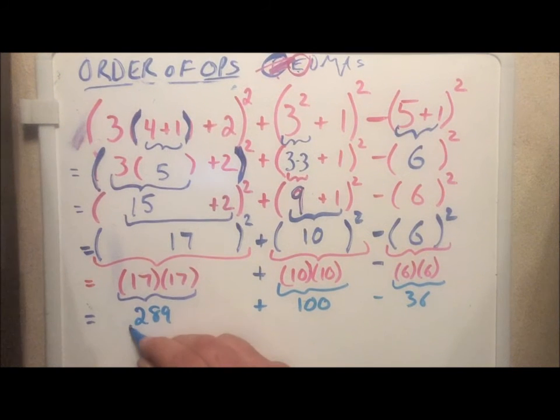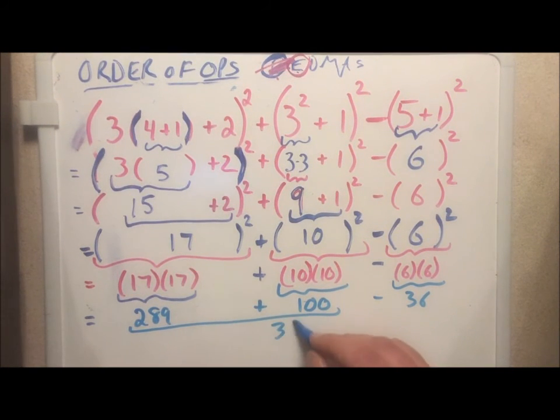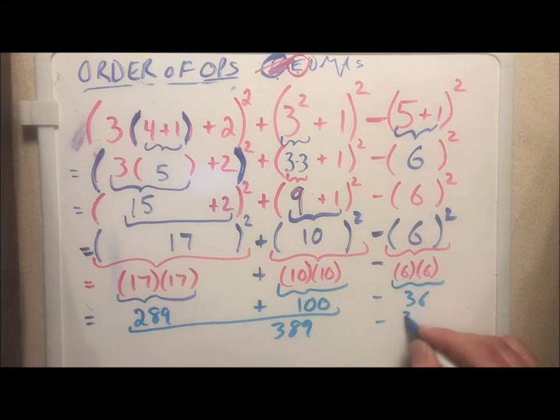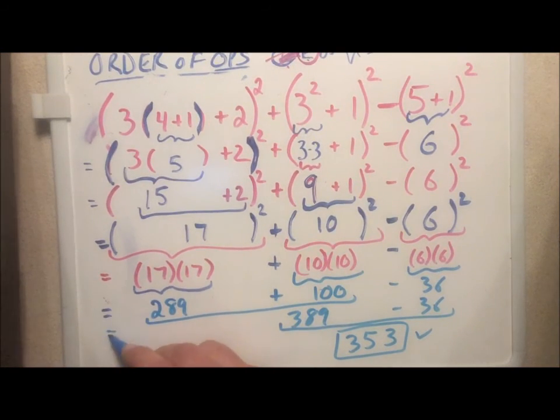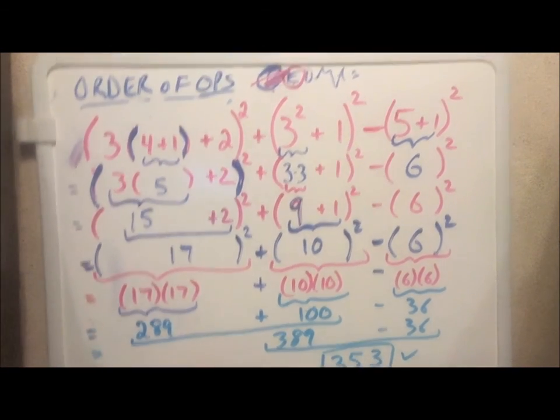Great, this is pretty easy. 289 plus 100 is 389 minus 36. 389 minus 36 is 353. Check mark. Don't forget your equal signs at the beginning of each line, and you're good to go.